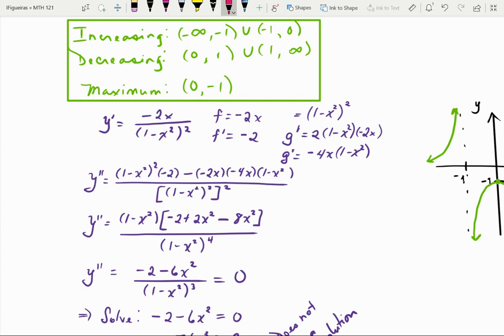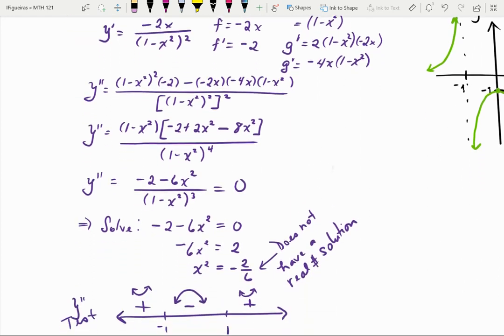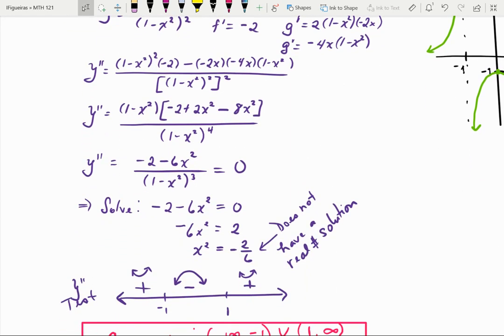All right, so that means that 1 minus x squared on the outside of the numerator cancels with one in the denominator. And the expression inside of the bracket right here, there are like terms. So we're left with negative 2 minus 6x squared all over (1 minus x squared) to the third power. So similar to what I explained before, in order to solve this equal to 0, we're only solving the numerator. Again, keep in mind that negative 1 and 1 are not in the domain.